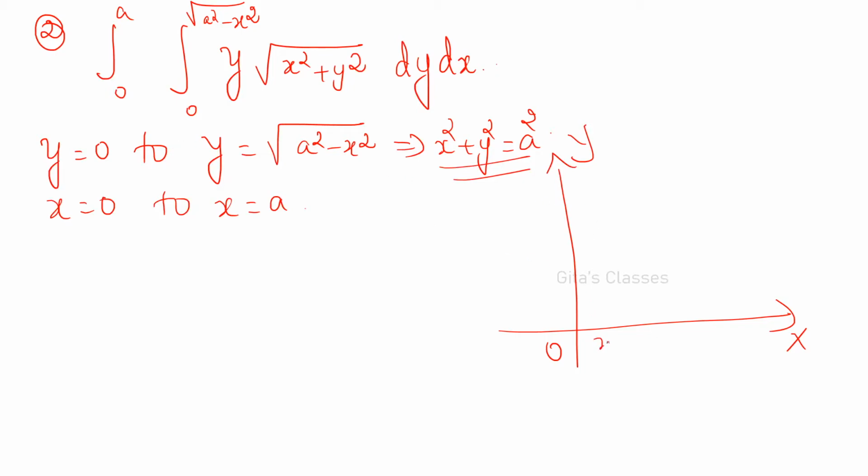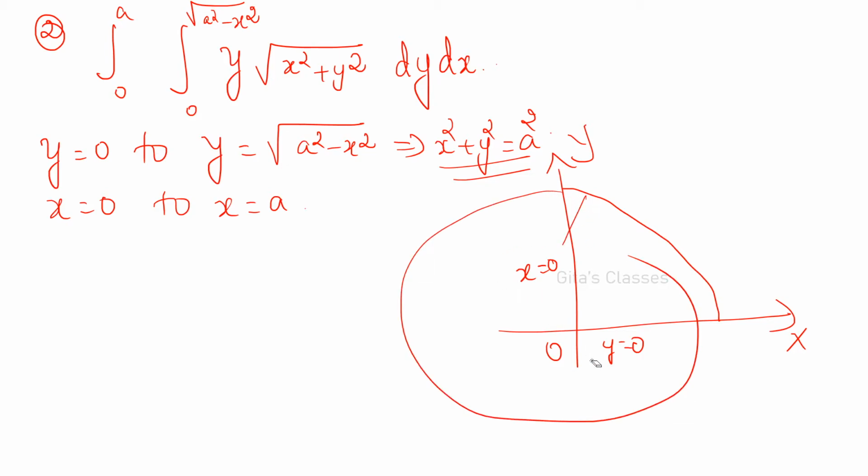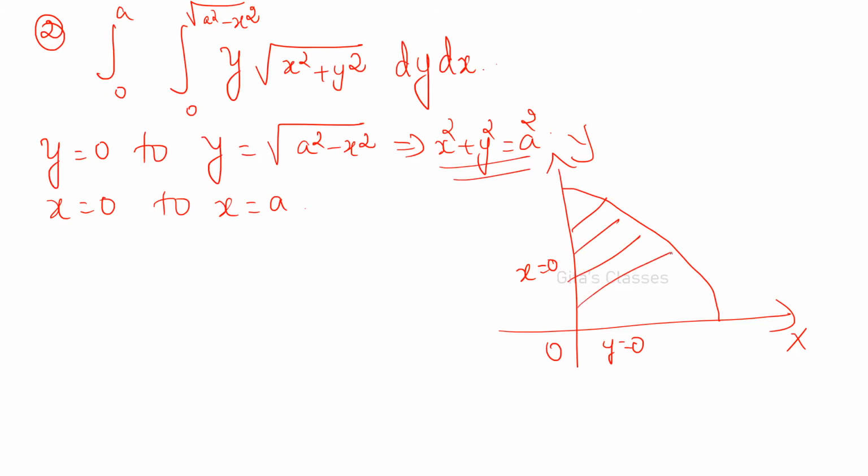Because we have y equal to 0 and x equal to 0 as the lower boundaries, we have to consider only the first quadrant part of the circle. Actually, we have the entire circle, but with the lower limits of x and y equal to 0, this is our entire required region.